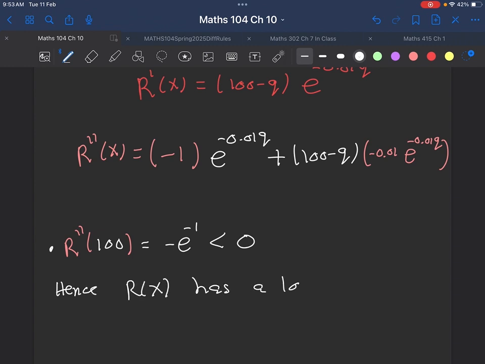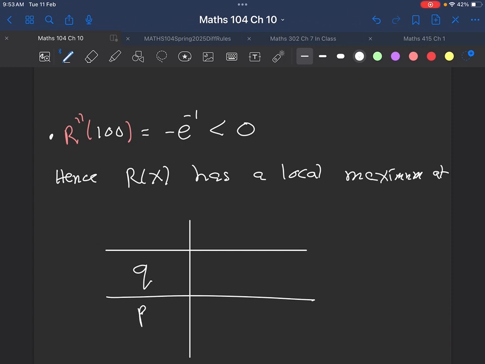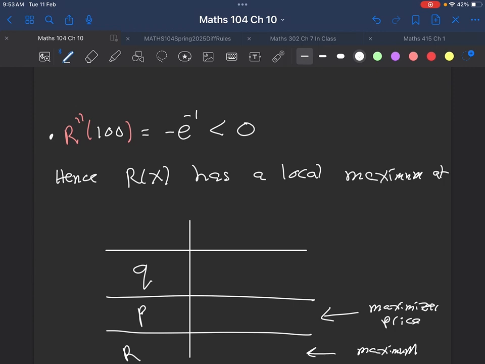Hence, r of x has a local maximum at, and now let me just write it down as a table. Maybe it would be just nicer for us. Q, P, and then R. This is the maximizer price. And that's exactly what we need to find. And this will be the maximum revenue. And this will be the maximizer quantity.